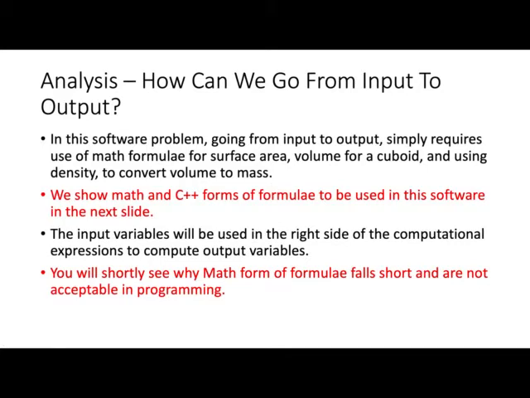In formula, we always start out with math form, and this is a very important warning to every novice programmer, which I think most people are in this class. Math form is not usable in computer programs. Okay, let me say that one more time. Math form is not usable in computer programs.